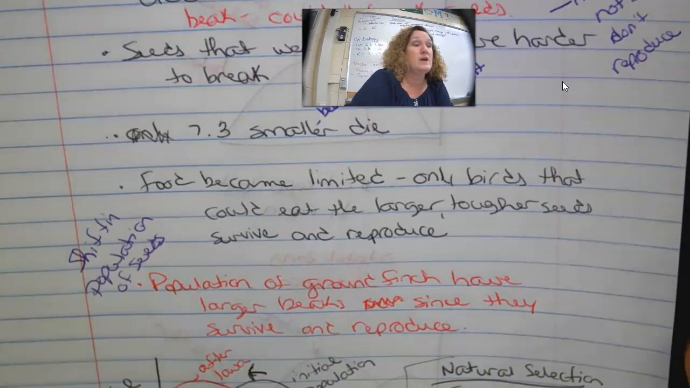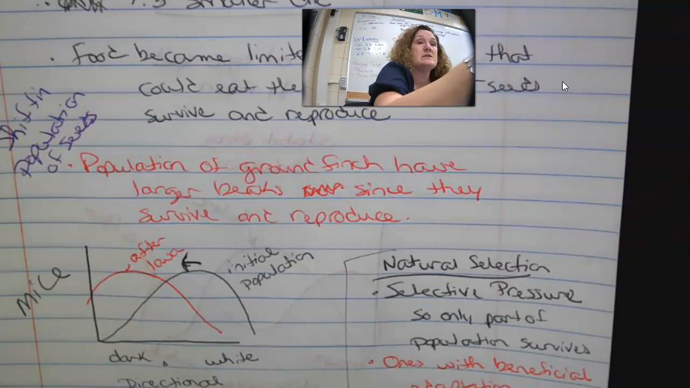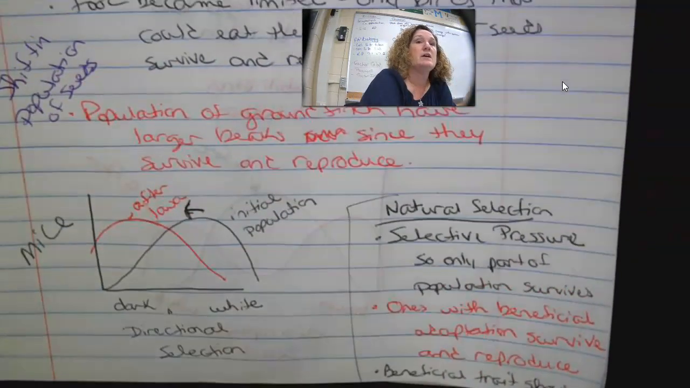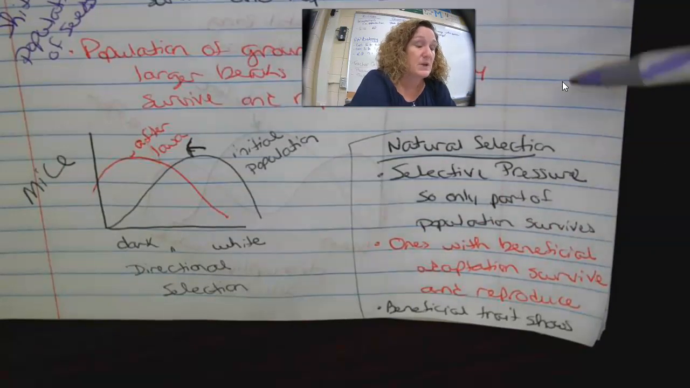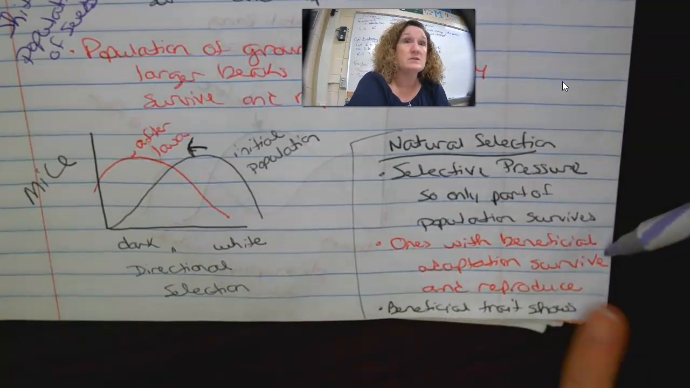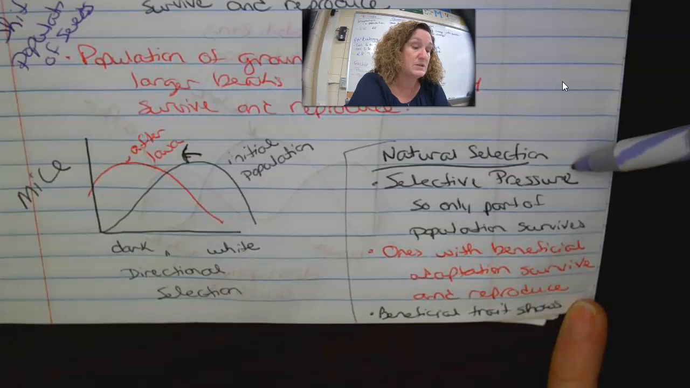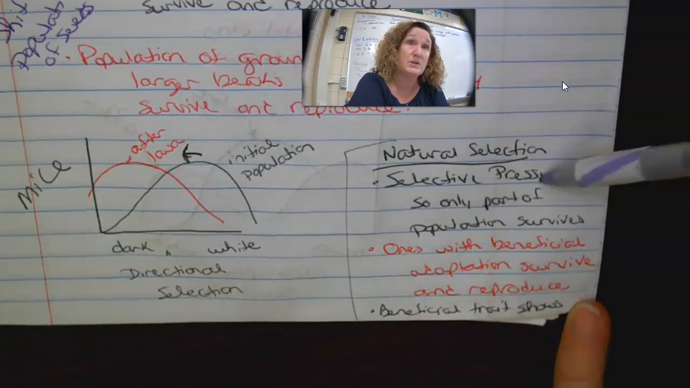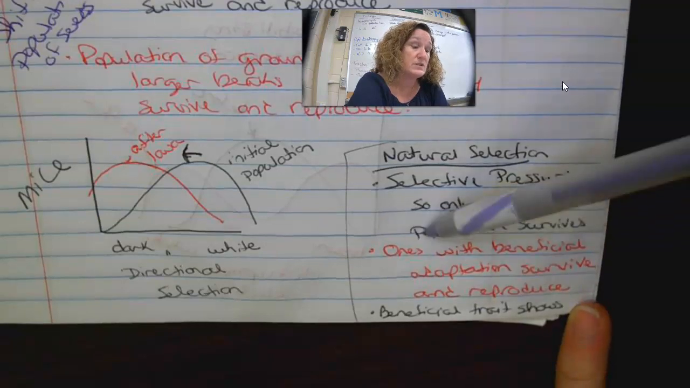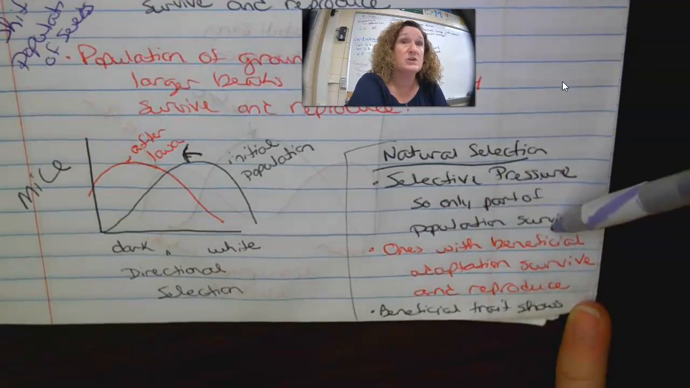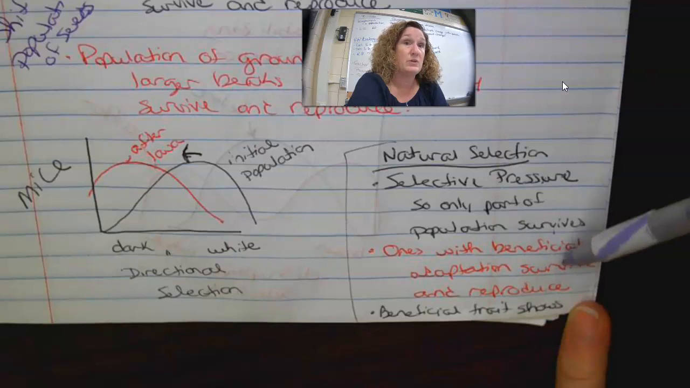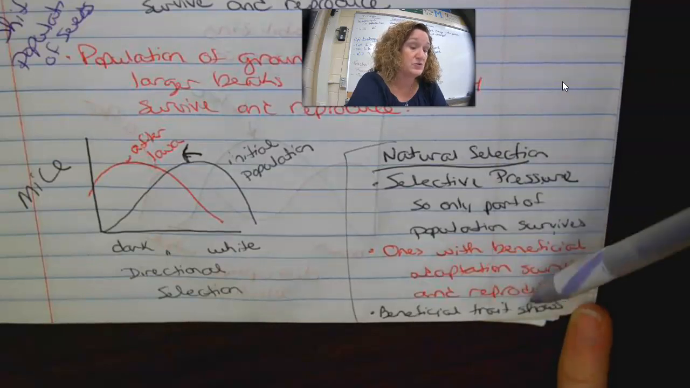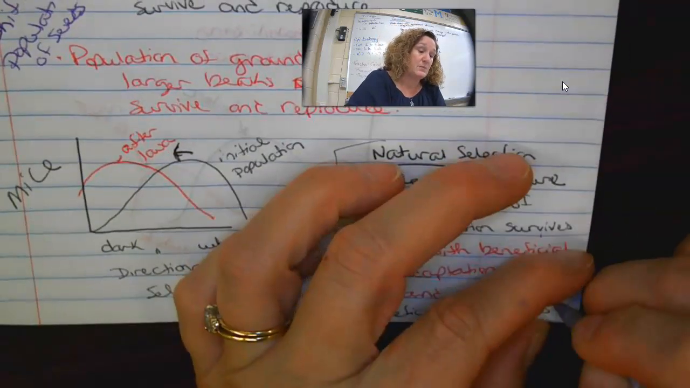After we got done with that, we summarized this idea of natural selection. As you watch the video from the Amoeba Sisters, pay attention to these ideas. What I want you to listen for is, when they talk about selective pressure and that some of the population survives, the idea that those that have the beneficial adaptation are the ones that are surviving and reproducing, and that the beneficial trait shows in the population.